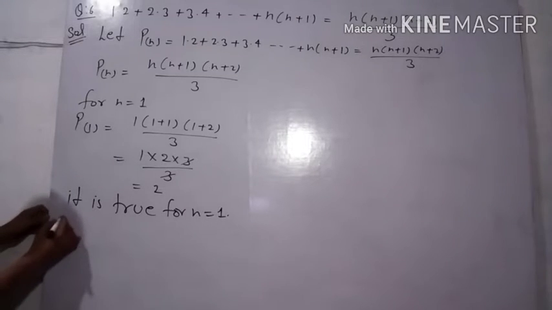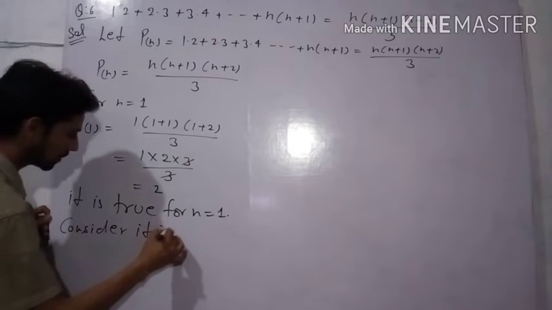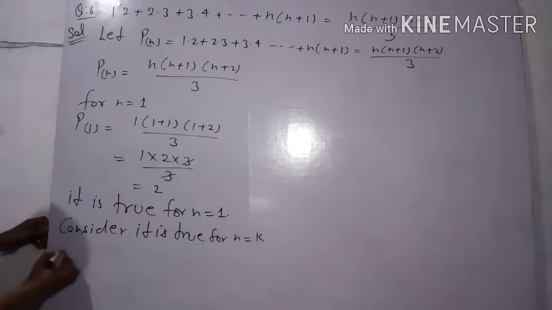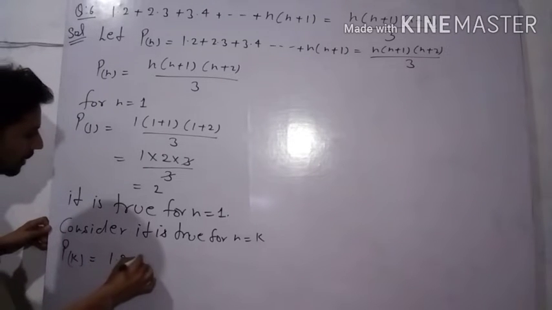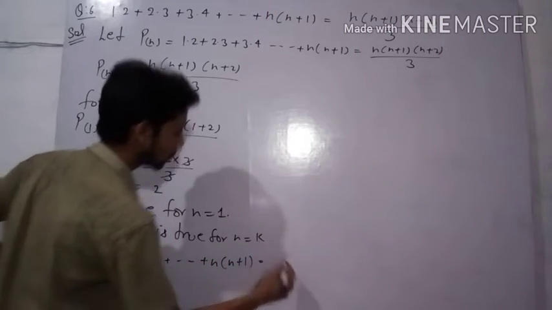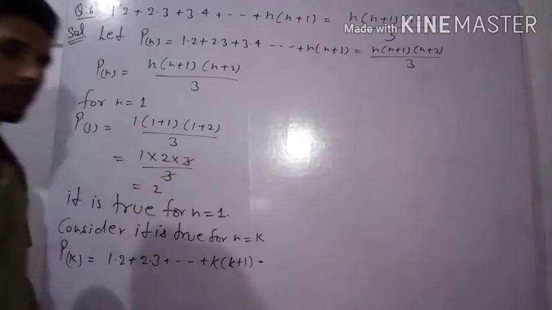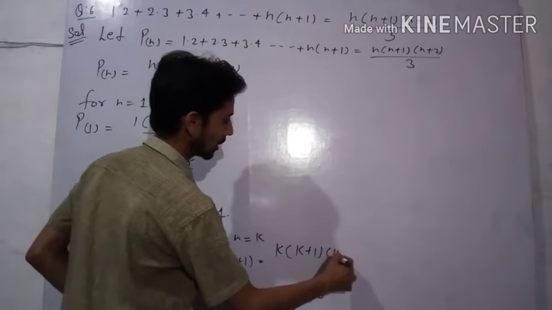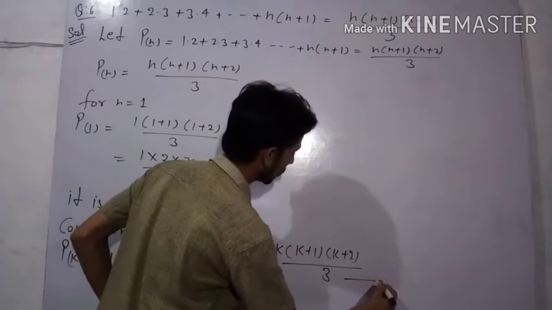Now consider it is true for n equals to k. Pk is equal to 1 multiply 2 plus 2 multiply 3 plus dot dot dot plus k(k plus 1), so n can be changed by k. Put the value of k at the place of n: equal to k(k plus 1)(k plus 2) upon 3. Question number 2, 1 is there.